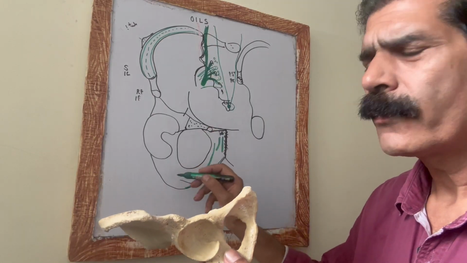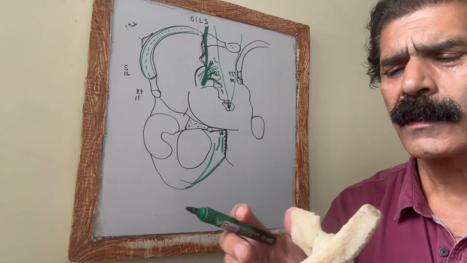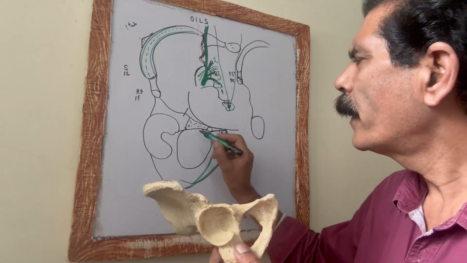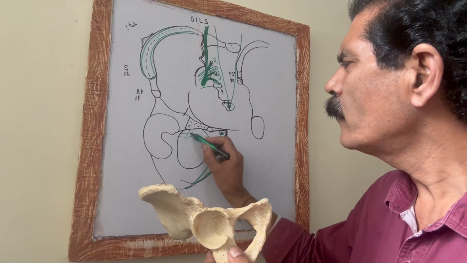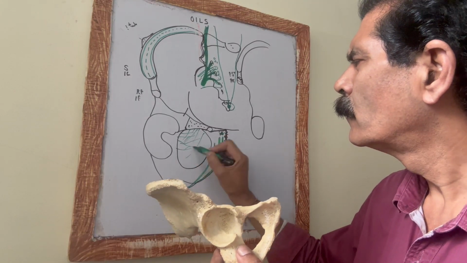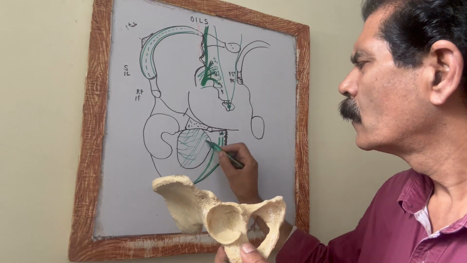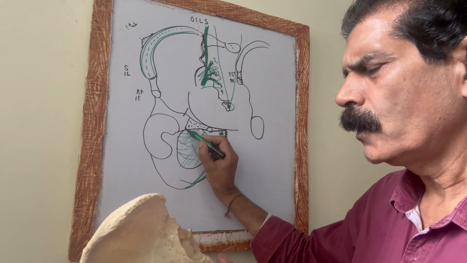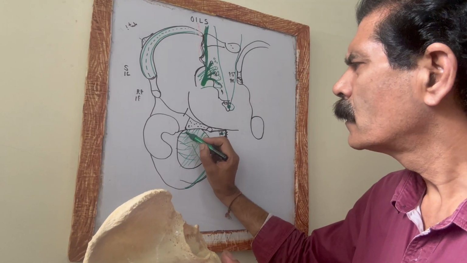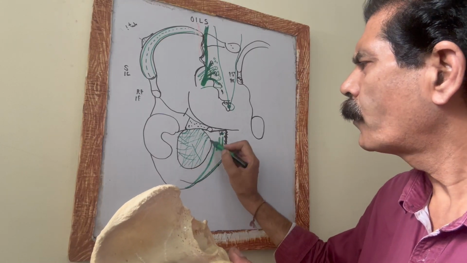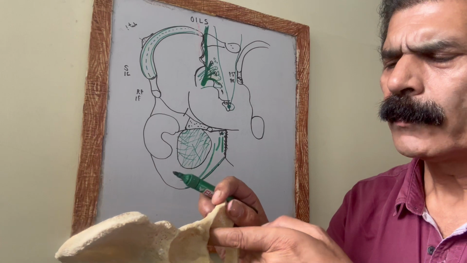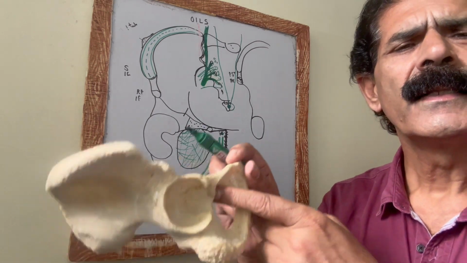Then comes the obturator foramen. The obturator foramen is a large triangular foramen in the female, and in the male it is oval, and it is closed by a membrane which is called the obturator membrane. So the whole is closed except superolaterally. Superolaterally it is open, and in this part of the obturator foramen there is a smooth area.